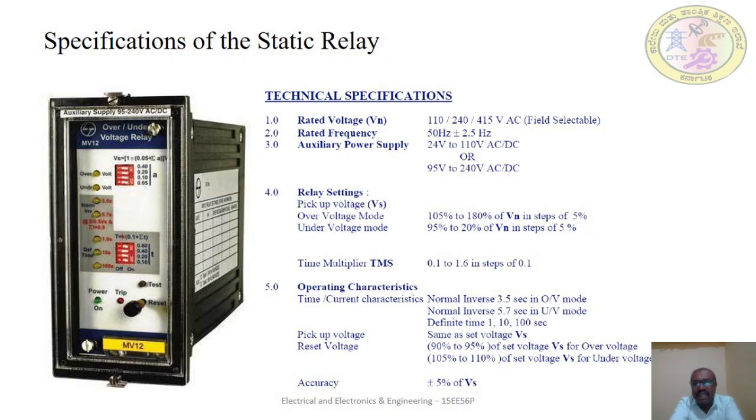In the TMS, the time multiplier settings will be 0.1 to 1.6 in steps of 0.1. The operating characteristics: normal inverse for 3.5 seconds in over voltage mode, normal inverse for 5.7 seconds in under voltage mode. Definite time 110 to 100 seconds. Pickup voltage will be the same as the set voltage. Reset voltage will be 90 to 95% of Vs for over voltage, and 105 to 110% of Vs for under voltage. Accuracy will be plus or minus 5% of Vs.